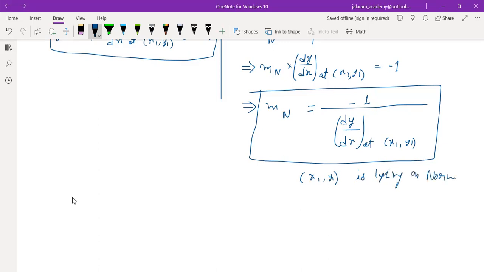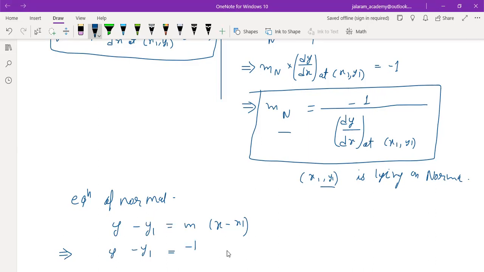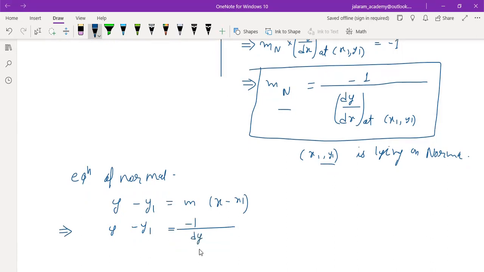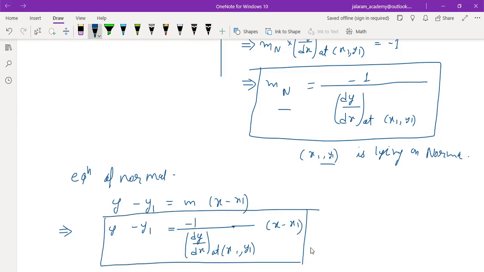So we can now easily find the equation of normal, as we have its slope and we have a point lying on it. Using slope point form, y minus y1 equals m into x minus x1, that is y minus y1 equals -1 upon dy by dx at x1 comma y1, into x minus x1. This is the equation of normal, and this is the procedure to find the equation of normal.